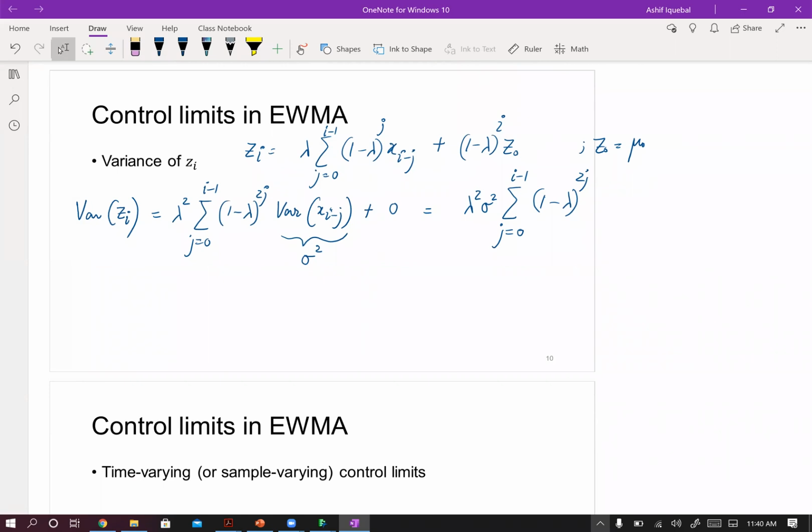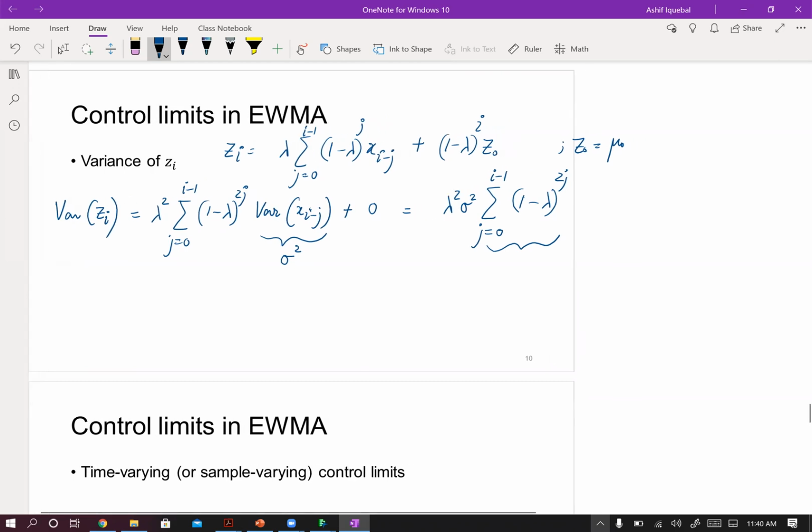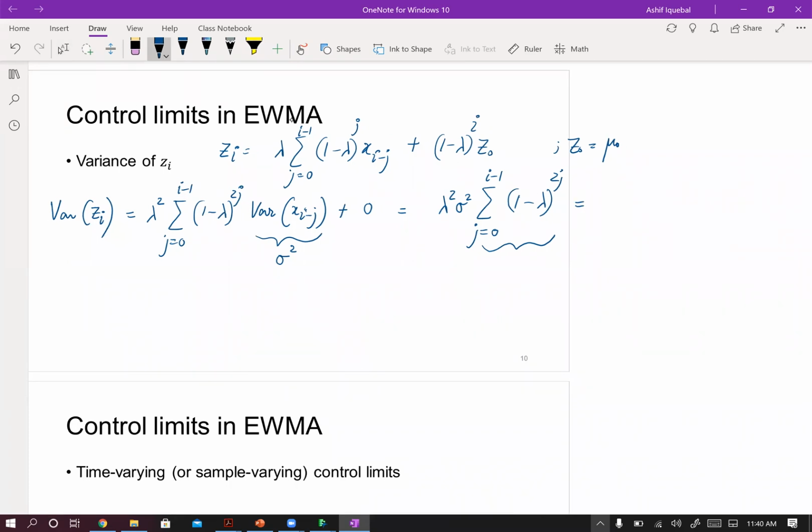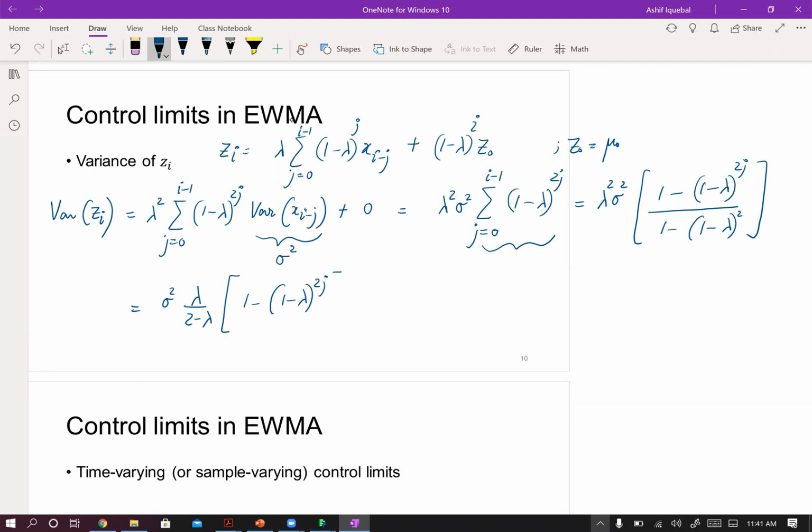Right. So now we have the variance of zi. Let's do a little bit of simplification here so that we have a nice looking expression. This is again a geometric series with a finite number of terms. I'm not taking i to infinity right now. We'll wait for that. But if there are a finite number of terms, we can use the geometric sum and write this as lambda square sigma square times the geometric sum, which is 1 minus (1 minus lambda) to the power 2j divided by 1 minus (1 minus lambda) square. Now with a little bit of simplification, this will give us sigma square lambda divided by 2 minus lambda, times 1 minus (1 minus lambda) to the power 2j. That's a little bit of simplification here. So that's the variance of zi.